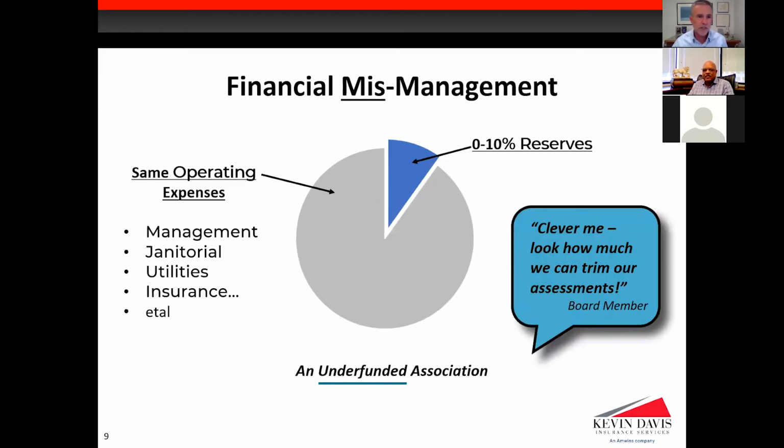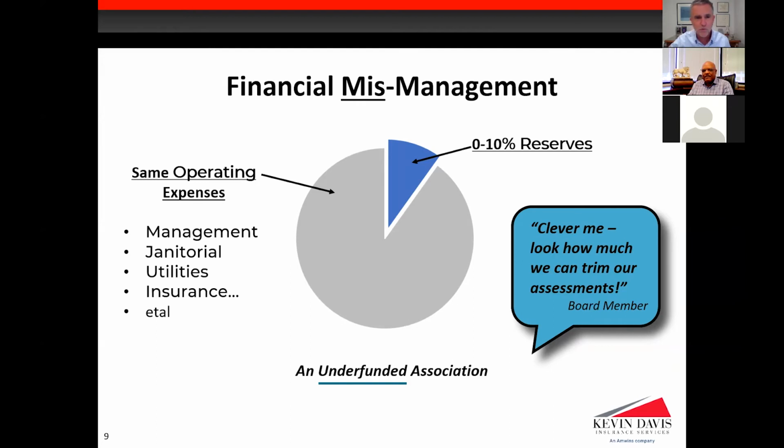Now, what we find as evidence of the untrained board of directors is you see the quote on the right, "Clever me, look how much we can trim our assessments." That's when board members are doing short-term thinking and focusing on just the size of their monthly assessments and not the needs of the association, because clearly the roofing, painting, asphalt, boilers, all those things are still there.